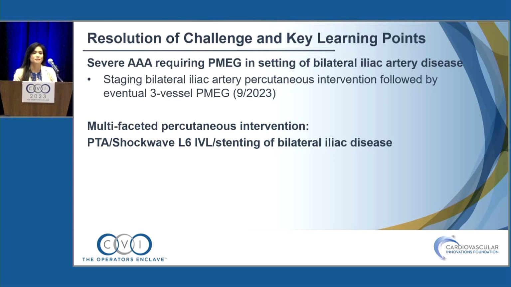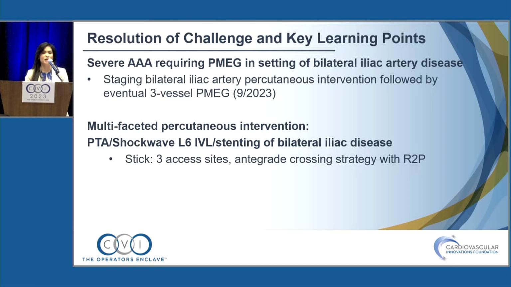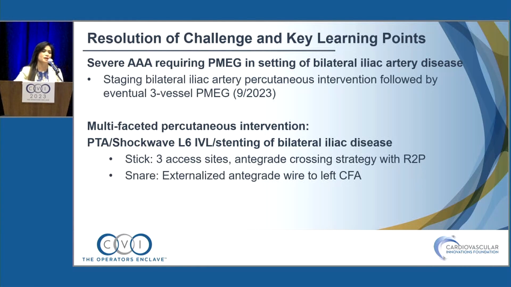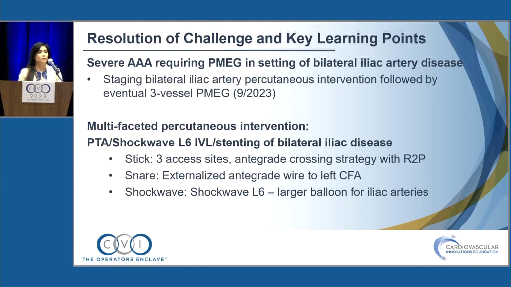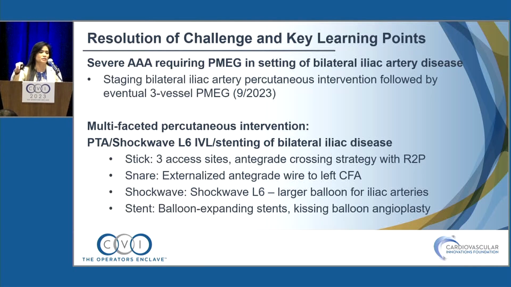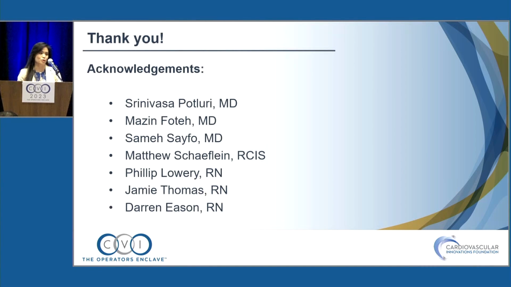And then the learning points is the multifaceted approach of the percutaneous intervention: our balloon angioplasty, our L6 Shockwave, and stenting of our bilateral iliac artery disease. And it started with the stick, which comprised 3 access sites, obviously bilateral common femoral artery, but we utilized the radial for the antegrade crossing with an R2P Destination sheath. That allowed us to snare and externalize the antegrade wire through the left common femoral artery, to allow for the L6 Shockwave through our larger common femoral artery sheaths for our severely calcified iliac arteries, and then finally allowed us to optimize our balloon expanding stents and final kissing balloon angioplasty. Thank you for your time and for our team.